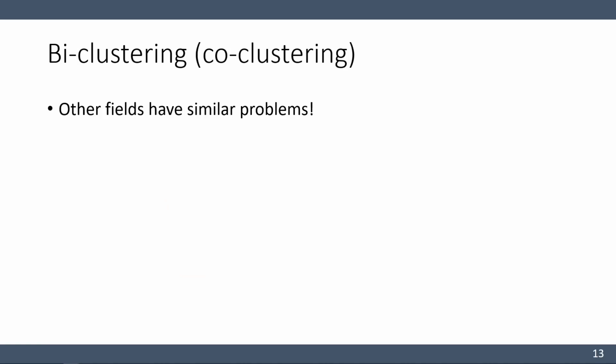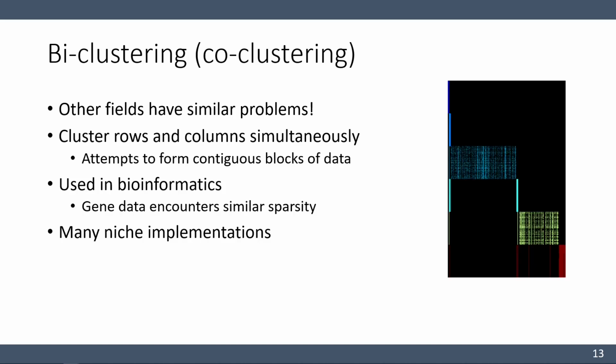After doing some background research, fields like bioinformatics and document clustering have run into this problem before. Bioinformatics frequently attempts to extract this block-like structure that we noticed in our data. Bioinformatics has found success solving this problem using a technique called biclustering, where columns and rows are grouped simultaneously.